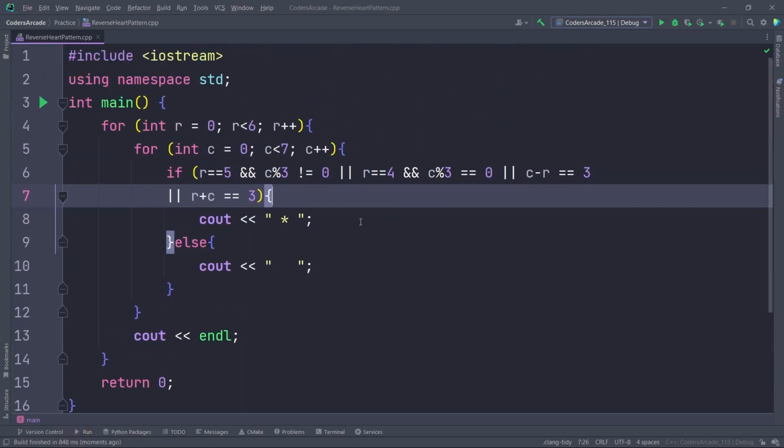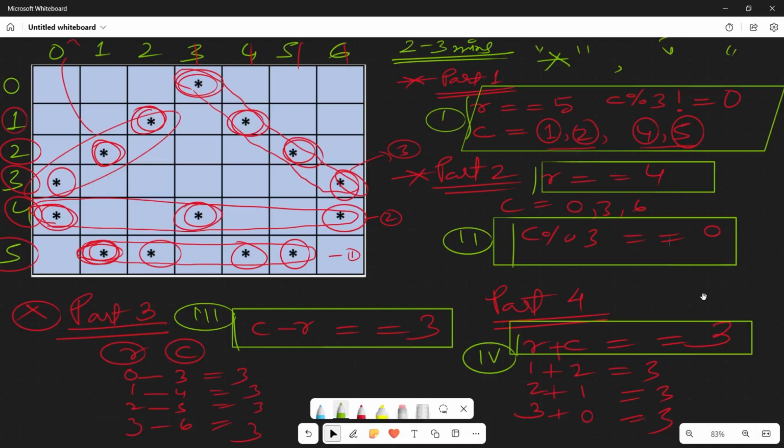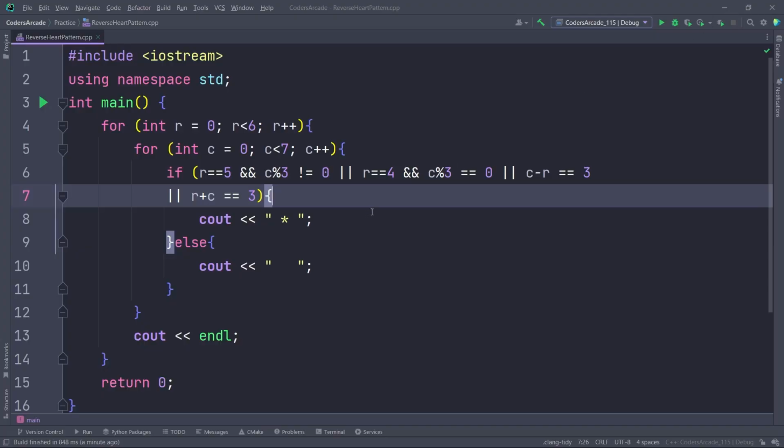Now, please dry run this, and you can take a screenshot of this and try it on your own. Don't look at my code. Just close your eyes, try to understand the logic, then write it down on your own. It will really help you out.